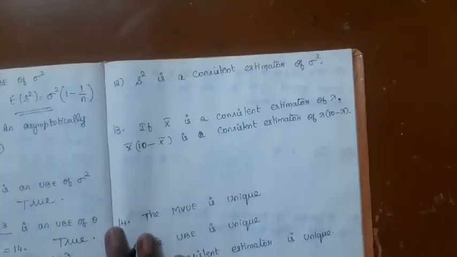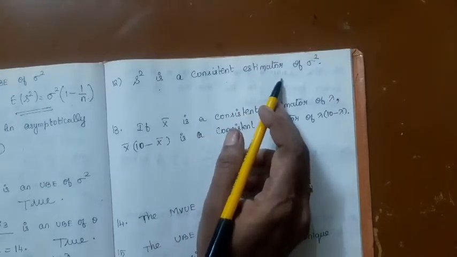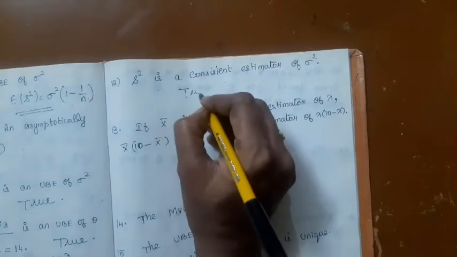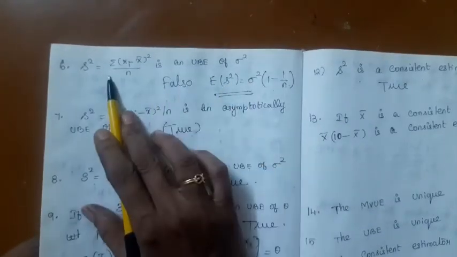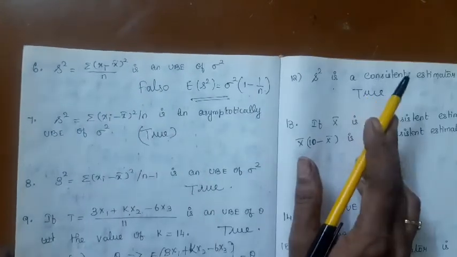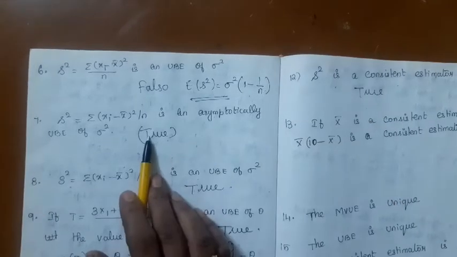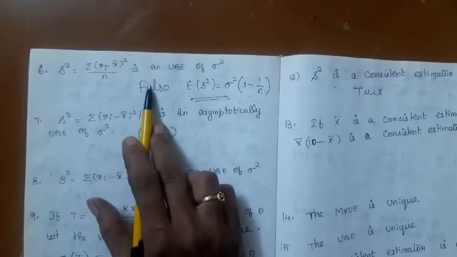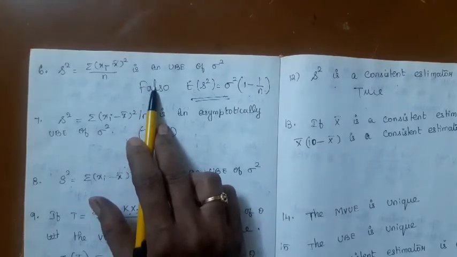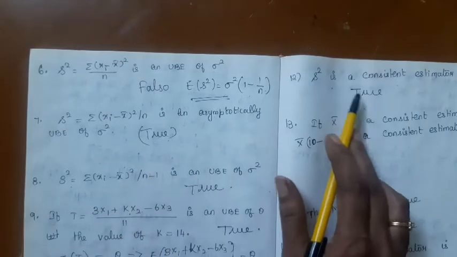Now let us come to the next statement. Small s square is a consistent estimator of sigma square. Yes, it is true. Remember, the small s square is a biased estimator of sigma square, but it is a consistent estimator of sigma square. When n tends to infinity, we discussed that it becomes unbiased. When you don't impose any condition on n, it is biased. But when n becomes indefinitely large, it is unbiased, and it is a consistent estimator of sigma square.